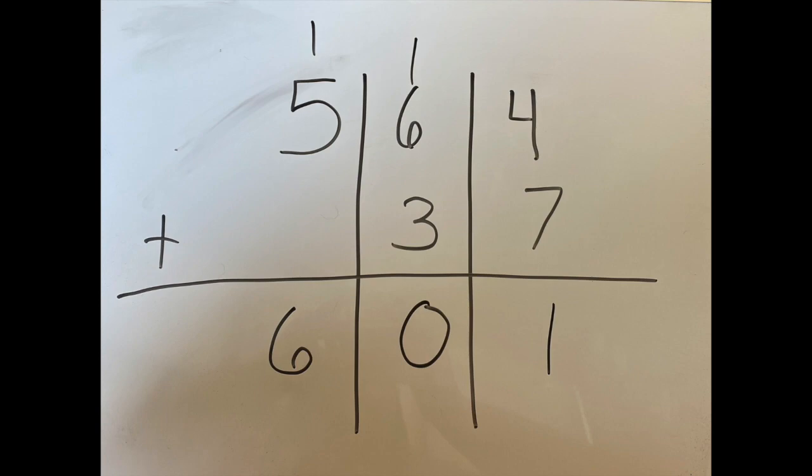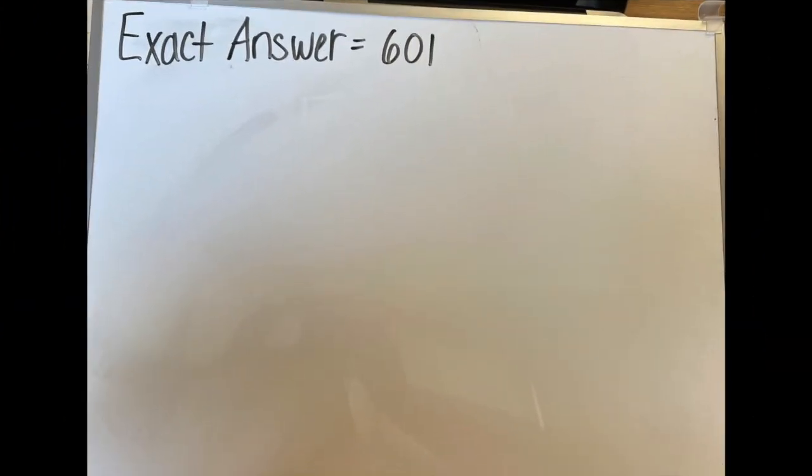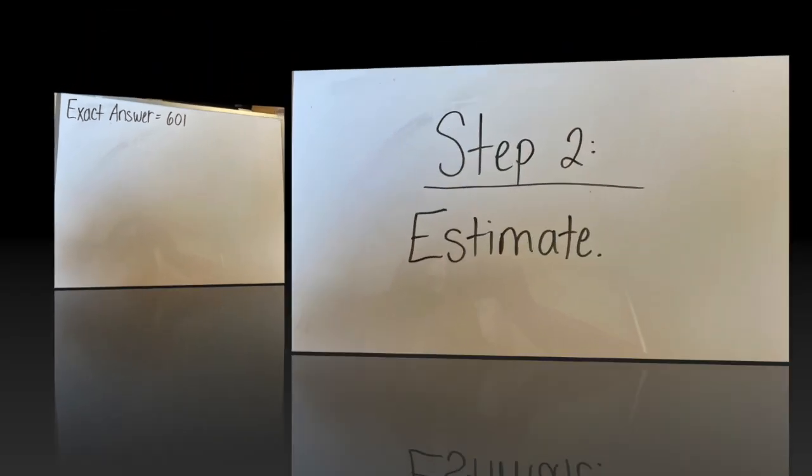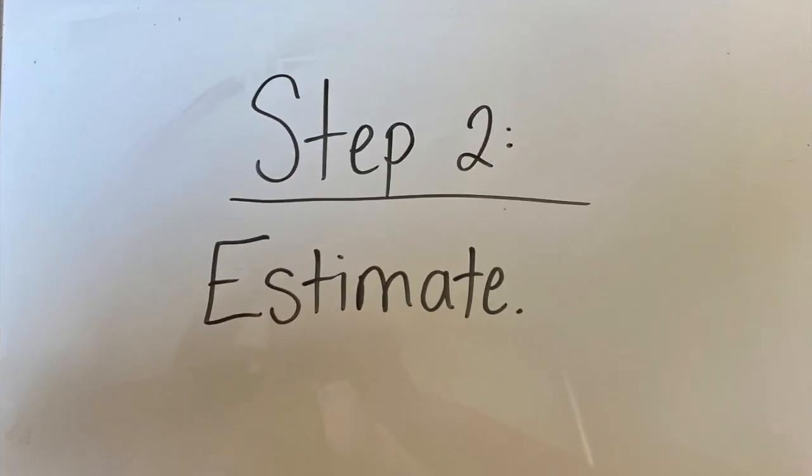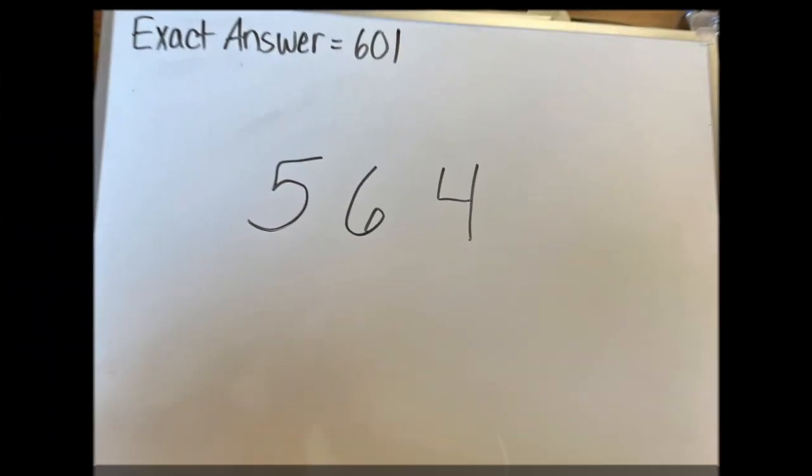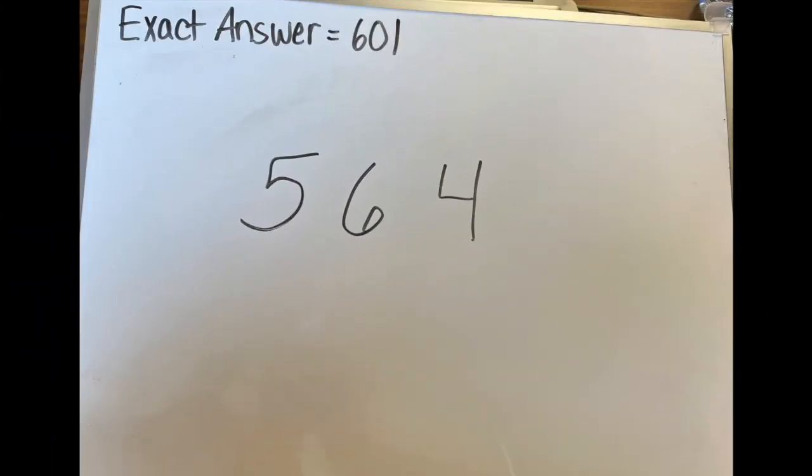I'm going to write that down in the corner just so I don't forget about it, because we are not done yet. I do not want to forget that number, 601. You will see why in just a little bit. Step 2, estimate. You are going to see that we still have the exact answer in the corner. Remember, I am going to do something else with that later, so I do not want to forget about that.